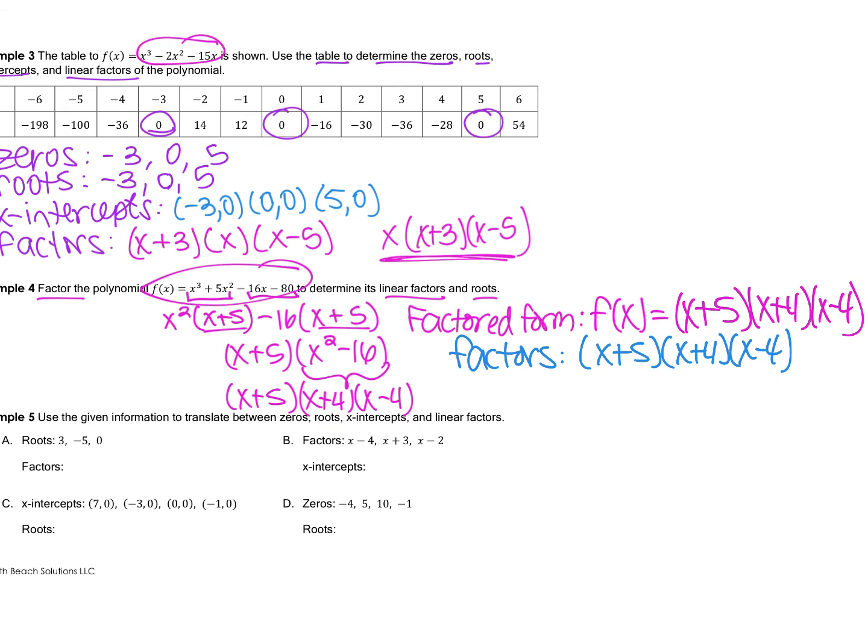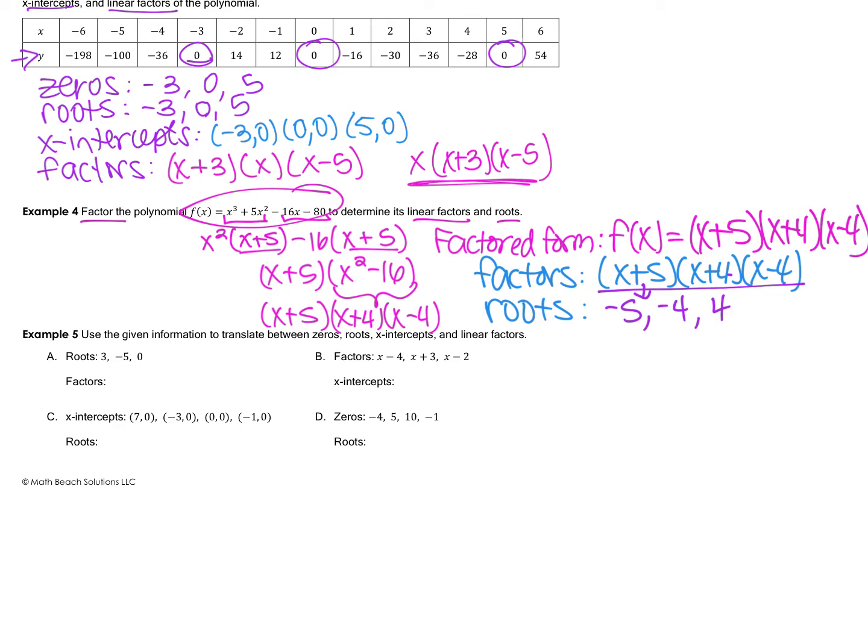And then it wanted the roots. Remember, roots are your x-intercepts, your zeros. So roots are the opposite, so that'd be negative 5, negative 4, and positive 4. So the tricky part is when you have factors, your roots are the opposite of that number because it's in the form x minus a.